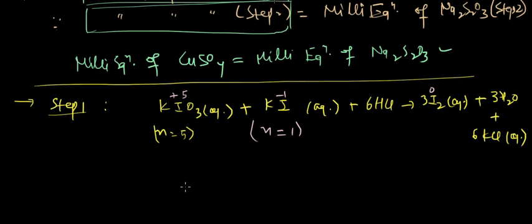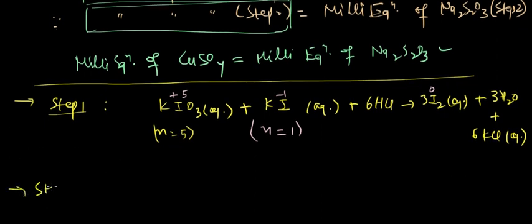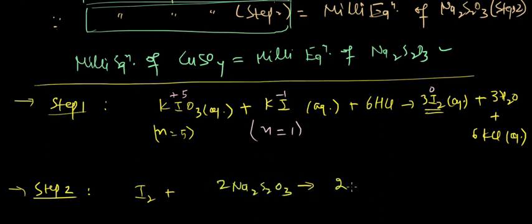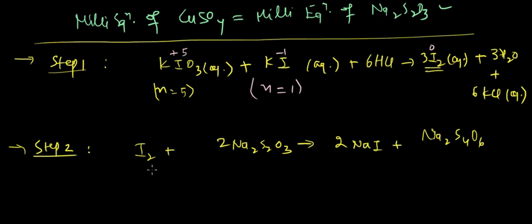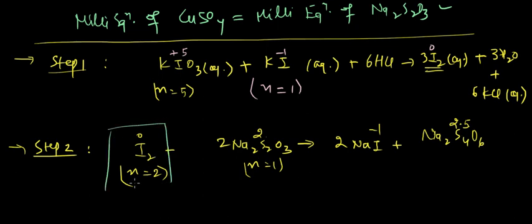If we see the second step, step 2: the I2 released here would be used to react with Na2S2O3, and the products would be 2 moles of NaI plus Na2S4O6. Here the n factor of this would be 2, as iodine goes from 0 to minus 1 state, and the n factor for this is obviously 1, because it is going from 2 to 2.5. So as you can see, the n factor of I2 in both the cases is changing.